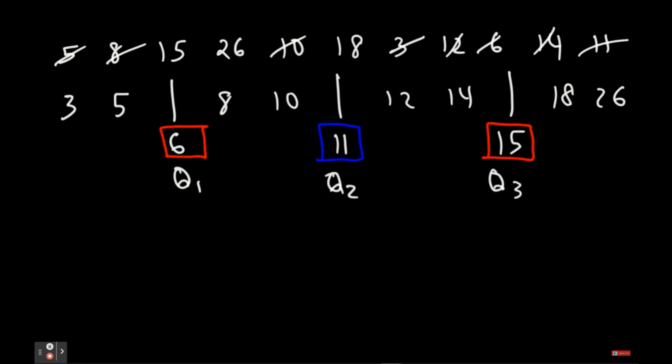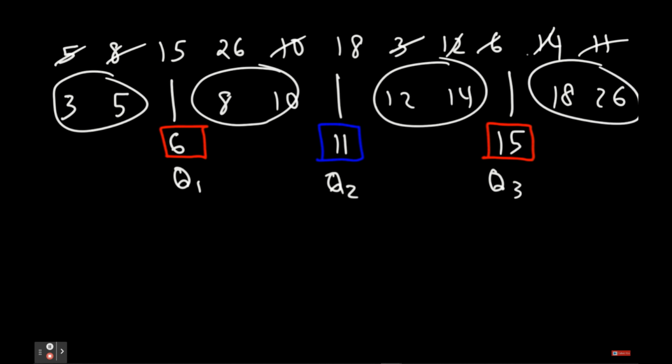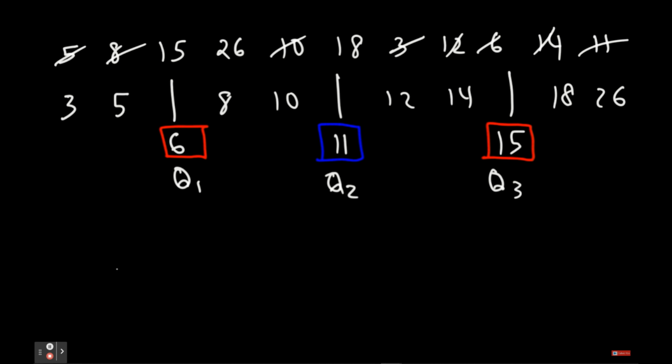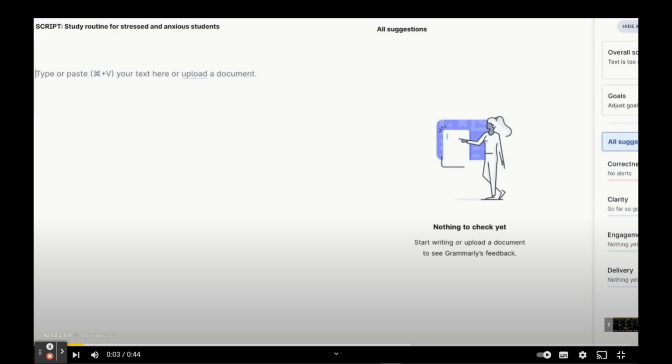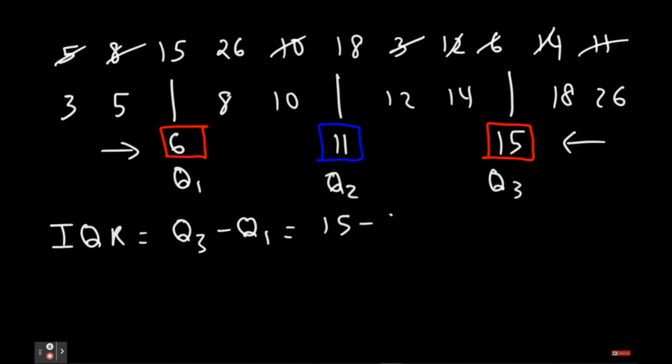When you think of the word quartile, think of quarters. 4 quarters equal $1. And so the quartiles divide the data into 4 equal parts, as you can see here. Now at this point, we can calculate the IQR, the interquartile range. It's the difference between the third quartile and the first quartile. The third quartile is 15, and the first quartile is 6. So 15 minus 6 gives us 9. And that's how you can calculate the interquartile range.